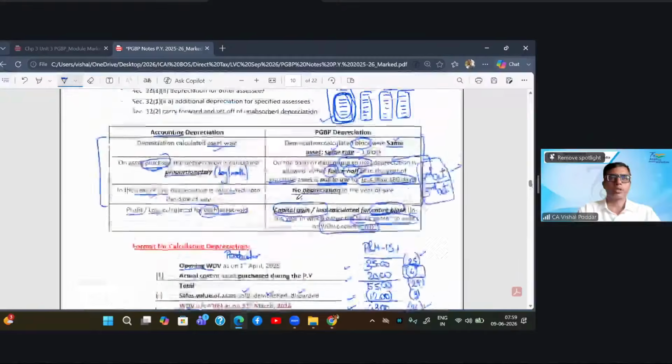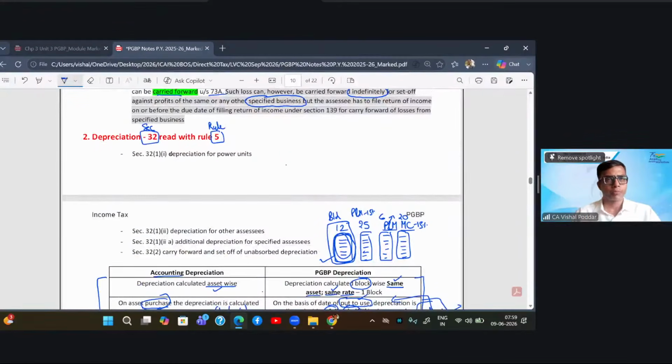Now, when you study the Income Tax Act sections, section 32, which deals with depreciation, has multiple subparts. First is section 32, subsection 1, clause 1. This deals with depreciation of power units, where they have given you an option between the method that you want to select, SLM, straight line method, or the present method which we are talking about, which we call as block wise, and which is on WDV basis, because as you see, we are computing depreciation on WDV. Now, presently we are studying this.